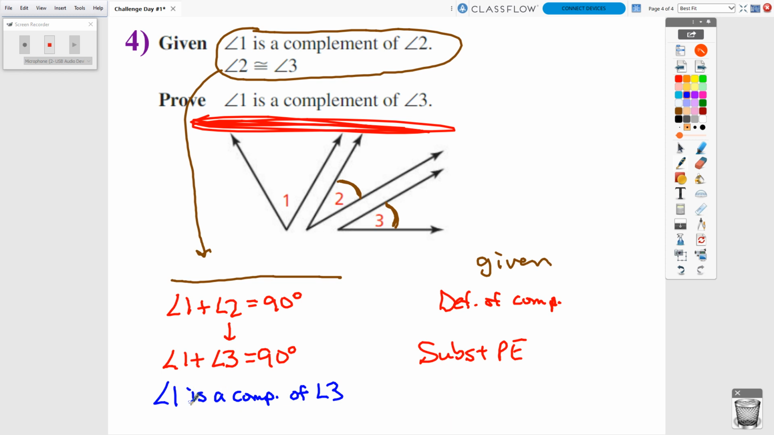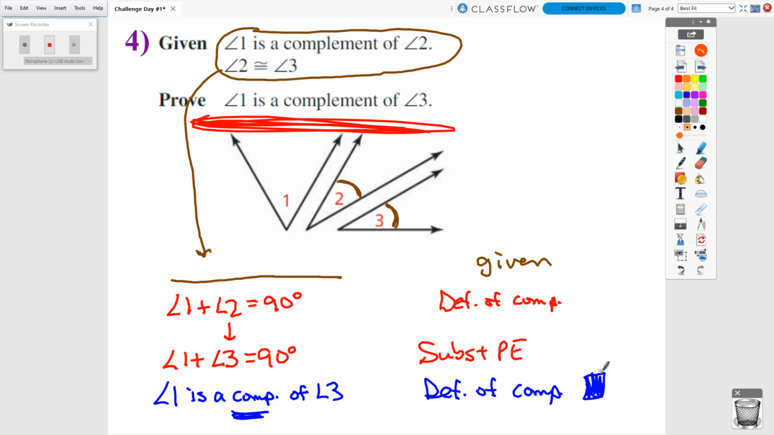Okay. Now, how do I know that angle 1 and angle 3 are complements of each other? Well, based on this previous line that angles 1 and 3 add up to be 90. So here I'm introducing the vocabulary word, so it's still the definition of complementary. And then we're done.